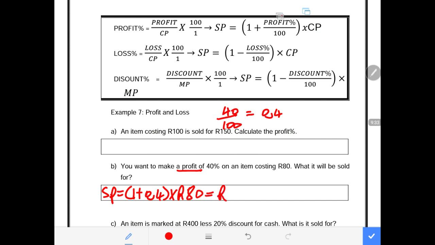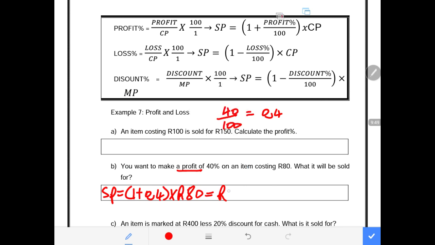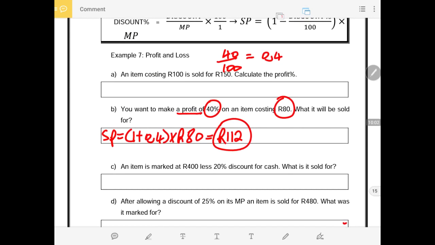We're still sticking to the formula. Then after, we say open brackets 1 plus 0.40 close brackets equals 1.4 times 80 rand. This gives us 112 rand. So now that means if we want to make 40% profit on an item that costed 80 rand, then we must sell it at 112 rand.